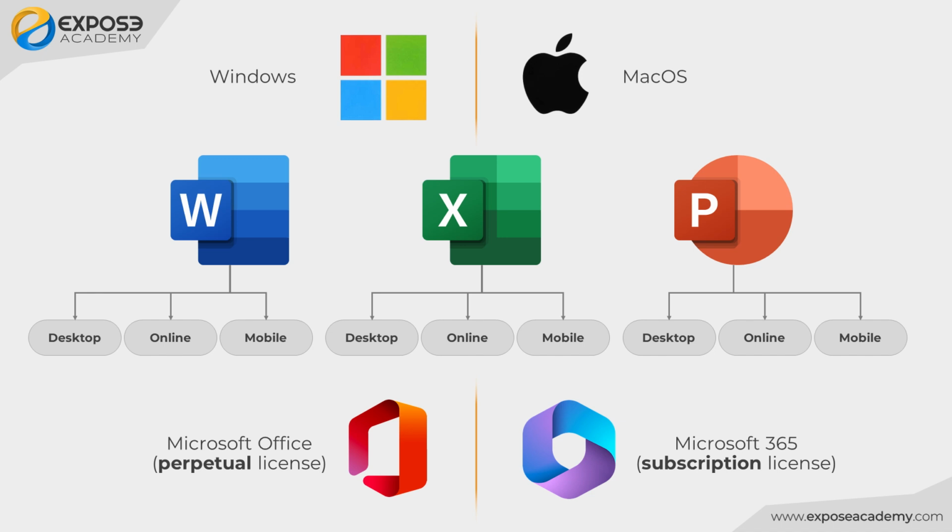From the licensing perspective, Microsoft provides two types of licenses. The software bundle called Office is sold with a one-time fee or a perpetual license, and the software bundle called Microsoft 365 is sold as a subscription. Besides these variations, we also need to acknowledge the time when the software was released. In general, newer versions have more features than the older released versions.